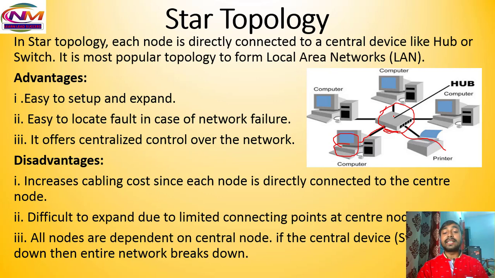All nodes are dependent on the central node. If the central device goes down, then the entire network breaks down. Yes, the entire networking depends on this particular device. If this device stops working or any problem occurs in this device, the entire network will stop working. So this is also one of the disadvantages: if this particular central device stops working, the entire networking will stop. So these are the advantages and disadvantages of star topology.